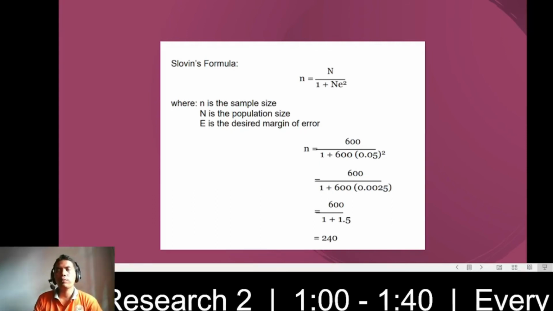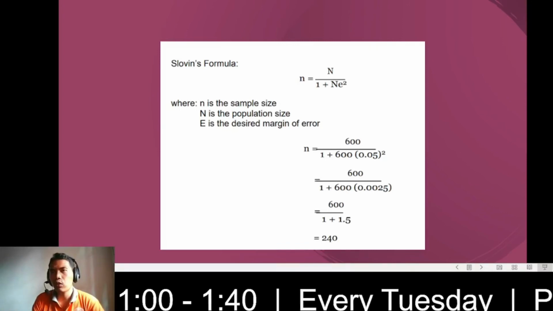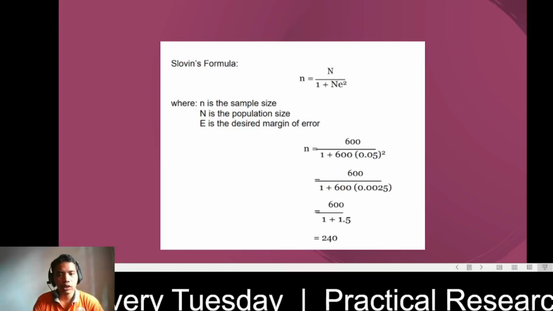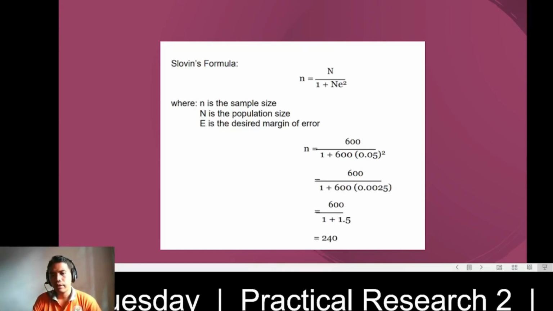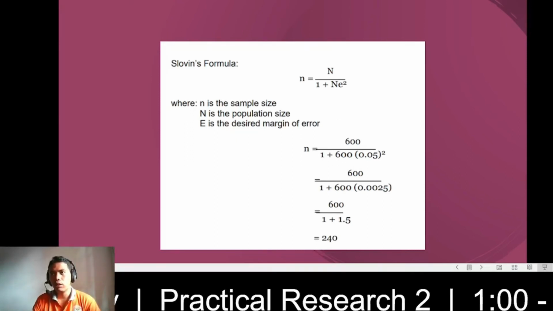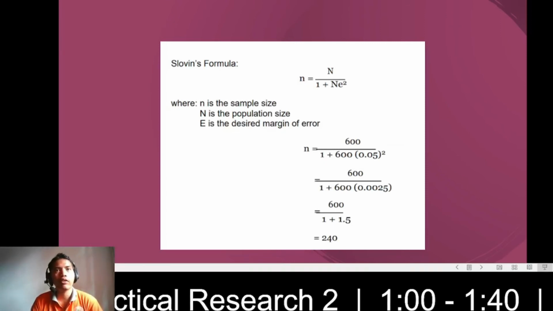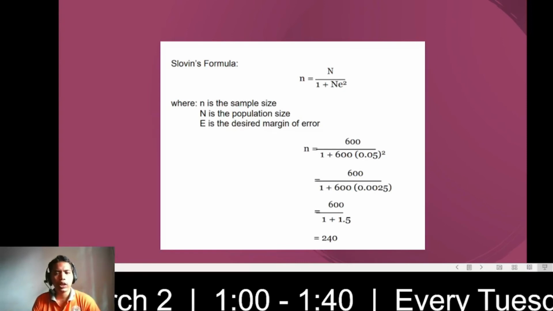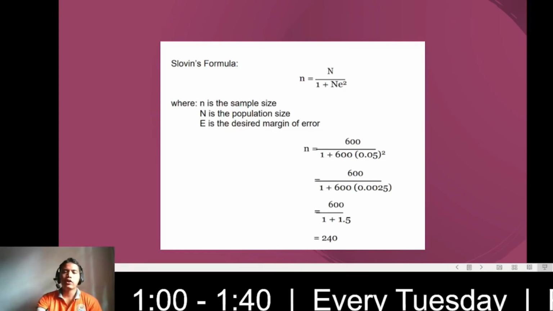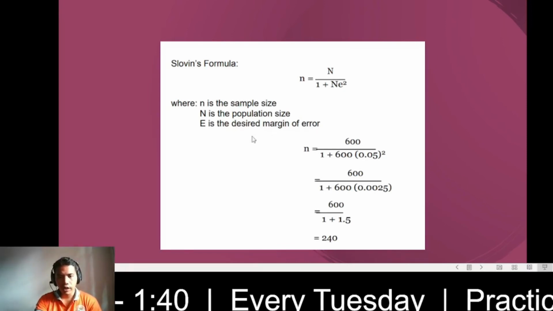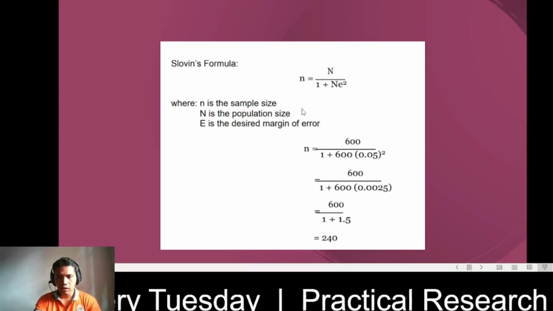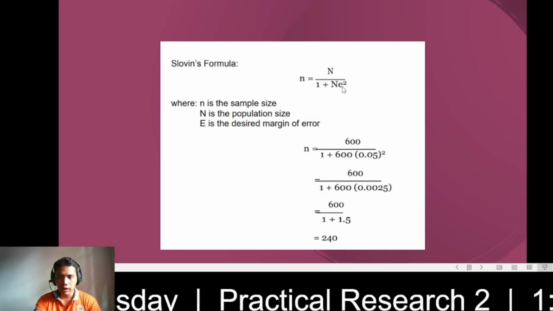Ilang kayang tao yung pwedeng mag-represent sa 600 na tao sa buong syudad. So, using Slovin's formula, pwede mong malaman kung ilan yung magre-represent sa 600. And then you can also determine kung gaano kasure. Kasi tatanong yan sa defense, gaano kasure na marirepresent ng 240 yung 600. And this will be answered by this so-called margin of error. Ito yung letter E. Okay, and this is letter E. Dito, malaking E, pero dito maliit na e.